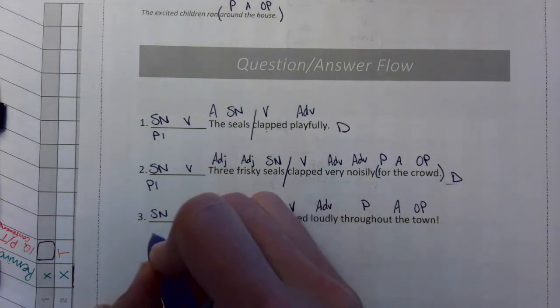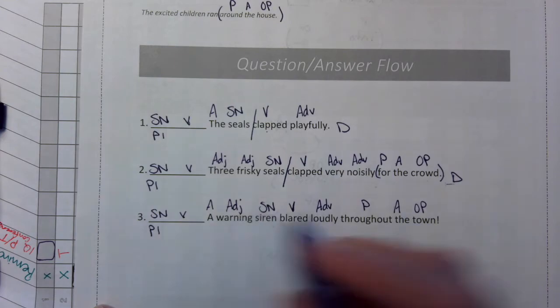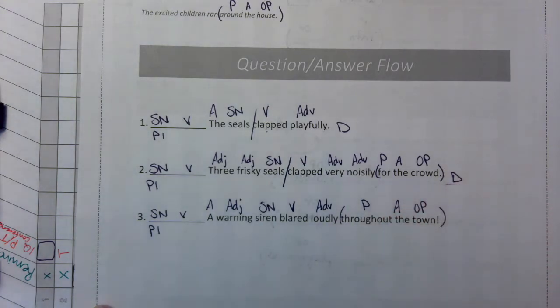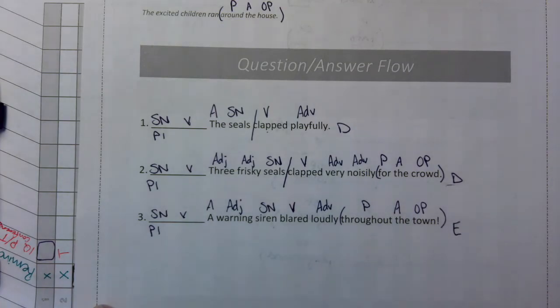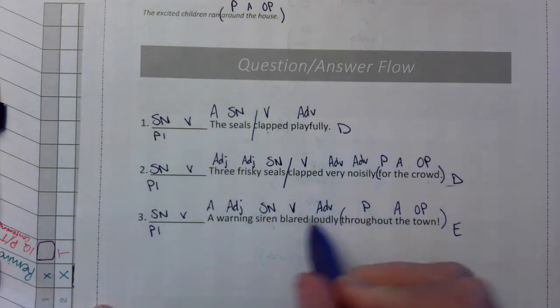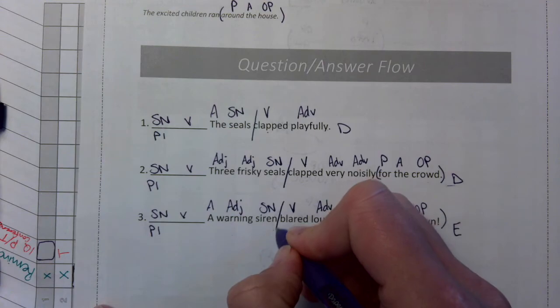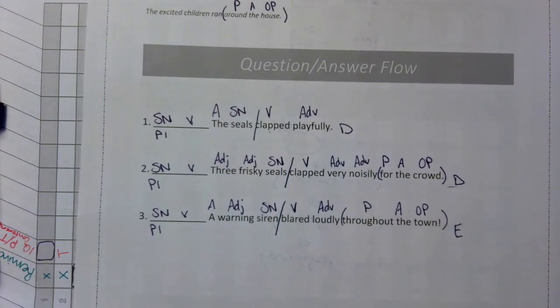Subject, noun, verb, pattern 1. Check. Throughout the town, prepositional phrase, exclamation point, strong feeling, exclamatory sentence. Go back to the verb, divide the complete subject from the complete predicate.